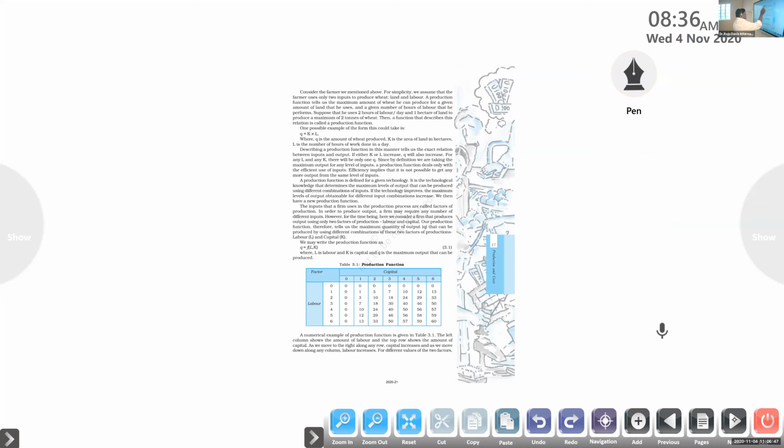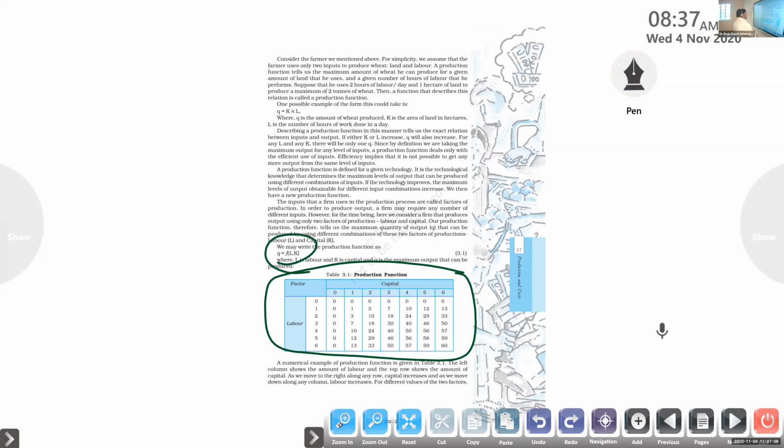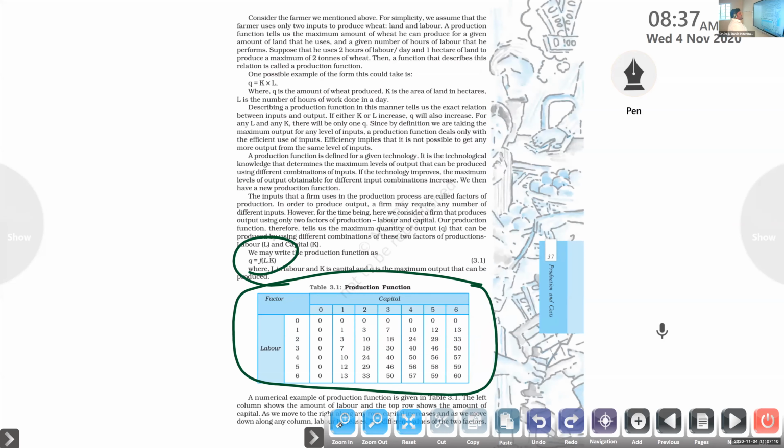That's from the production function. We discussed various production activities with the help of a table, the relation between the inputs and outputs. So we got the equation here: Q is equal to a function of labor and capital, so Q is equal to F of L and K. That's an equation you have to remember. This is our basic concept today.